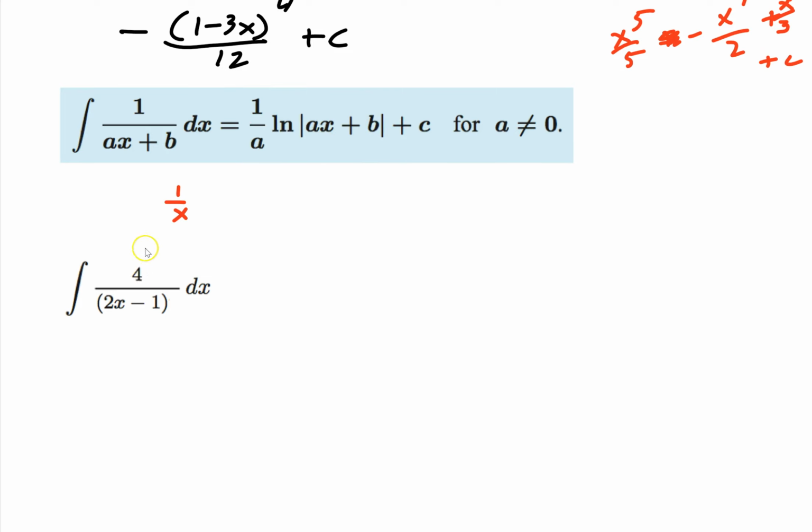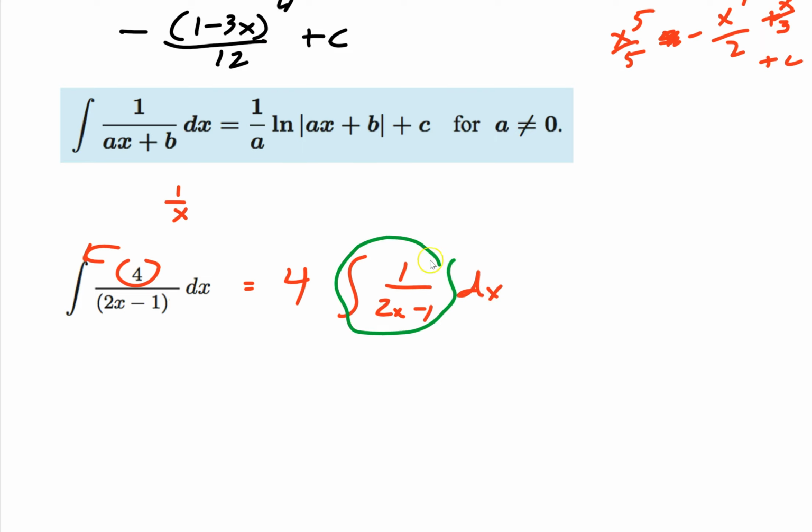Now, first thing I'm going to do, I don't like having a 4 in here because it messes me up. I'm going to pull that out. Remember, it's a constant, you can pull it out. So this is the same thing as 4 integral 1 over 2x minus 1 dx. Now I can do the reverse chain rule. And we're going to integrate the outside. So there's a 4 still. Natural log of, leave the inside alone. Then multiply by the reciprocal of the inside, or divide by the derivative of the inside.